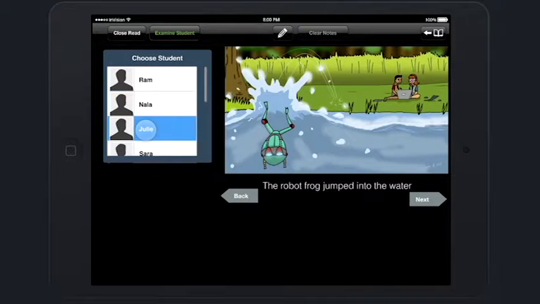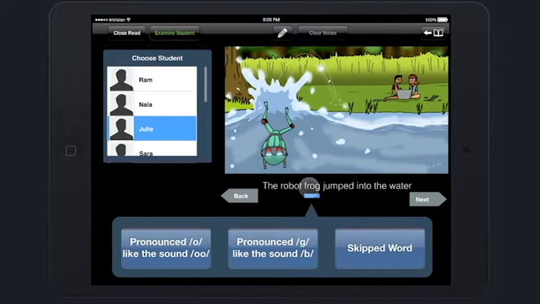Julie reads, "The robot frog jumped into the water." The teacher then marks that Julie pronounced the G sound like a B sound in the word frog.